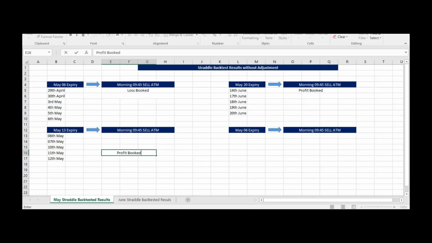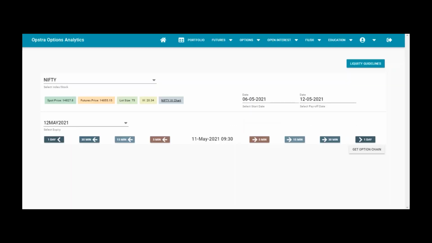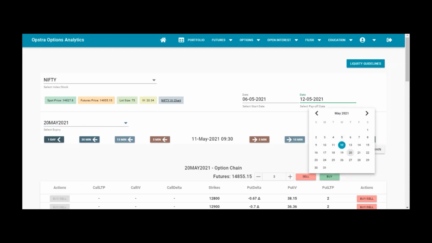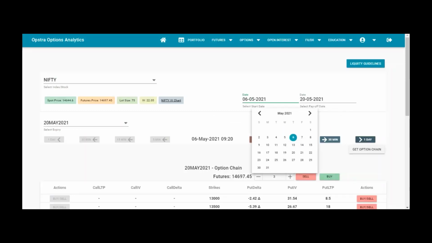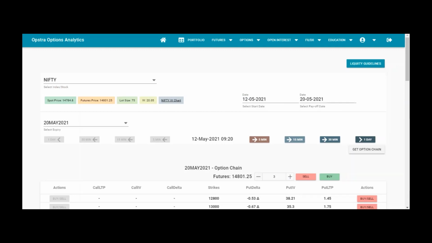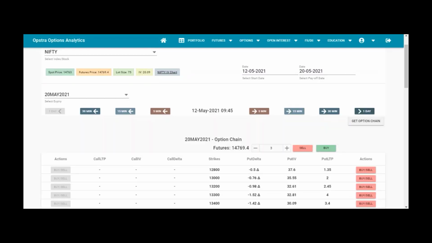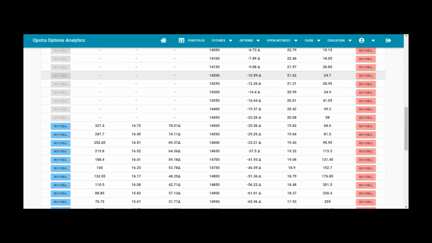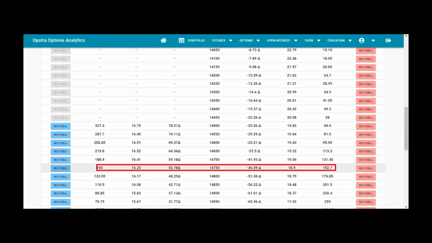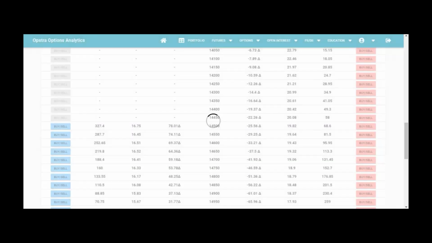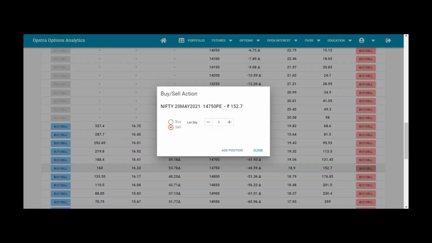Okay, so now let's implement the same strategy for the May 20 expiry. For the May 20 expiry, I'll select May 20, and I need to implement a week before, right? Since the 13th May is a public holiday, with the 12th expiry on the Wednesday, we will implement the straddle here at 9:45. What is the future price? 14,760, right? Which is near to 14,750. So I will sell 3 lots of call option and 3 lots of put option.